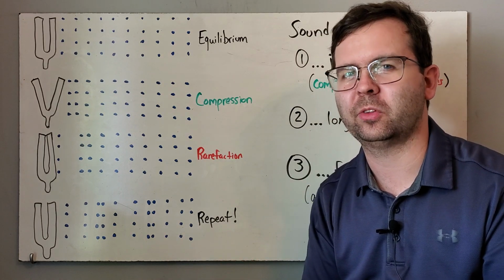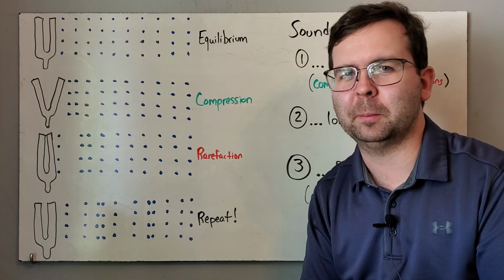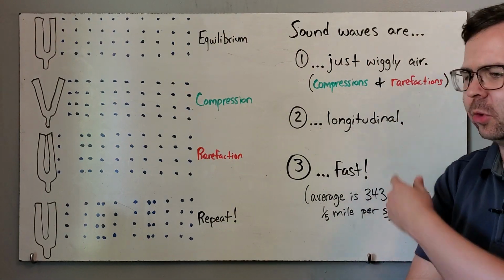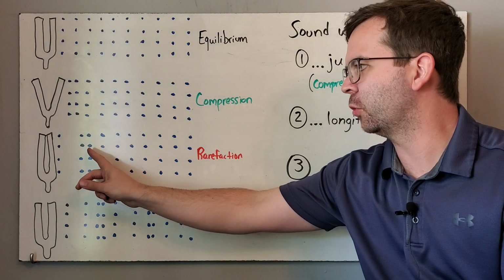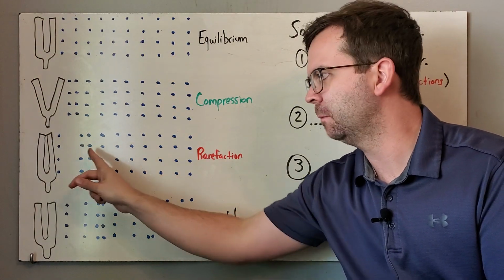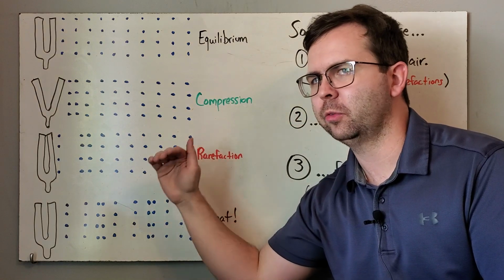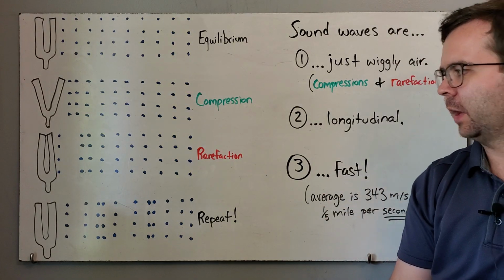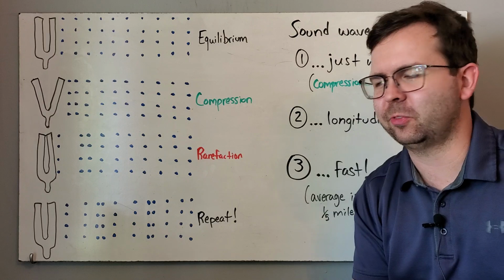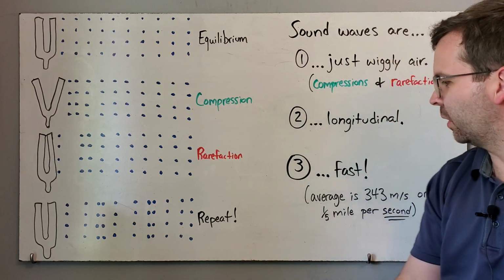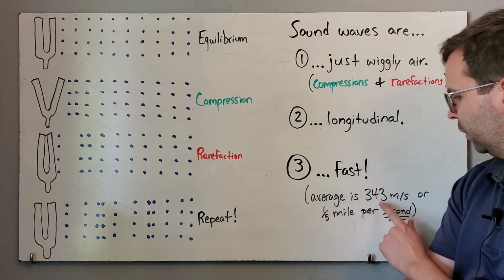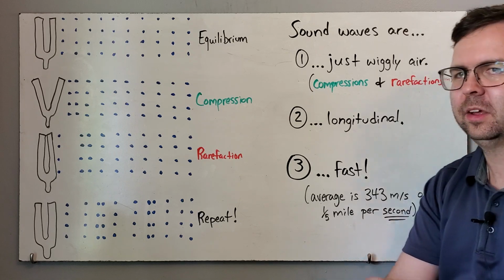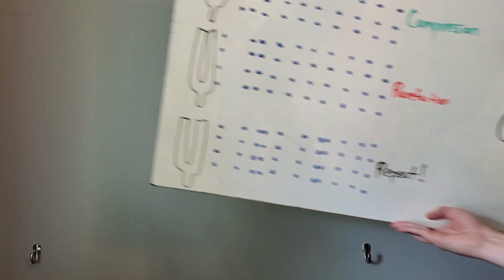That's a sound wave. It's a series of compressions and rarefactions, but I like the way that I saw a meme put it. Sound is really just wiggly air, if you think about it. Sound waves are also longitudinal because these air molecules are vibrating to the left and right in this picture, and the sound wave is moving to the right. So if the medium is moving parallel to the wave, we call that a longitudinal wave. And then lastly, sound waves are fast, at least relatively fast for our ordinary objects, because the average speed for this kind of sound wave is 343 meters per second, or about 1/5 of a mile per second. So very quick.